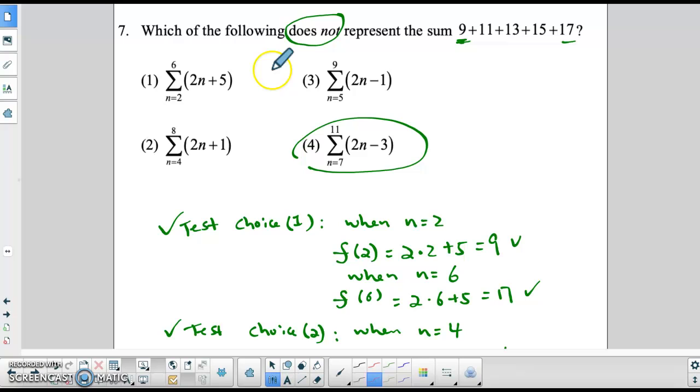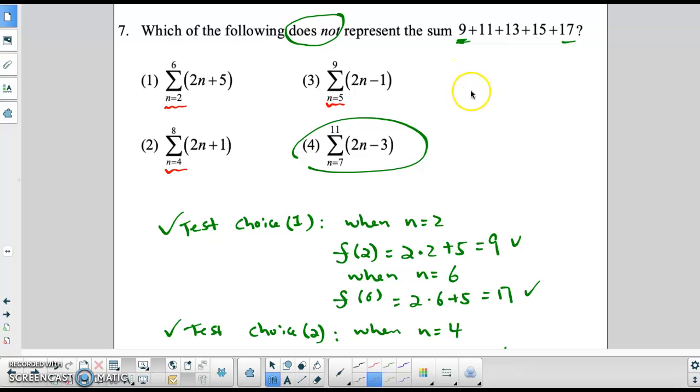Now let's look at question 7. Which of the following does not represent the sum 9 plus 11 plus 13 plus 15 plus 17? If you remember, we mentioned that your formula can be different. You actually have infinitely many formulas, based on your starting value. It doesn't mean that you only have one answer. You have many formulas you can use to represent this expression.